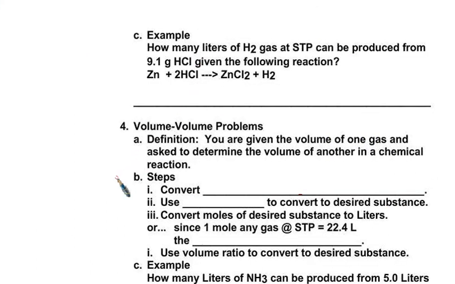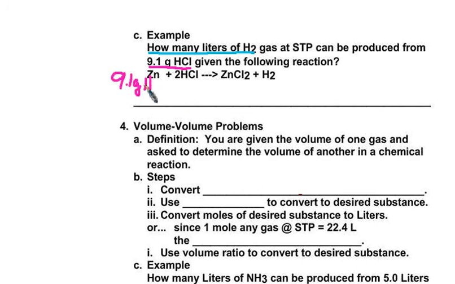Okay, and so here is our volume problem that we are going to exhibit. How many liters of H2 gas at STP can be produced from 9.1 grams of HCl? What do we find first? We find our given, and that is right here. We are given 9.1 grams of hydrogen chloride. Then we identify our target, and that is how many liters of H2 gas at STP can be produced from 9.1 grams of HCl. So we start with 9.1 grams.